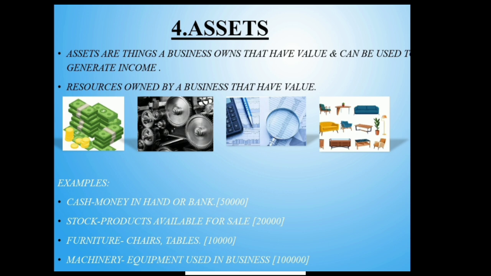For example, here we see an assets example. Imagine you own a shop. The things you own in your business, for example: cash, money in hand or bank, 50,000 rupees. Stock, products available for sale, 20,000 rupees. Furniture, chairs or tables, 10,000 rupees. Machinery, like equipment used in business, 1 lakh rupees. All these things are called assets.